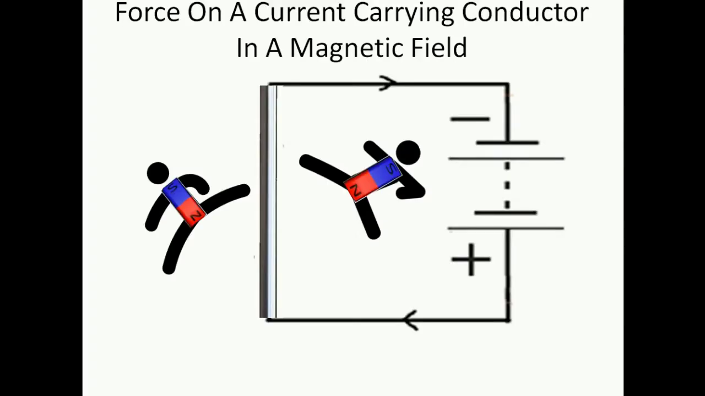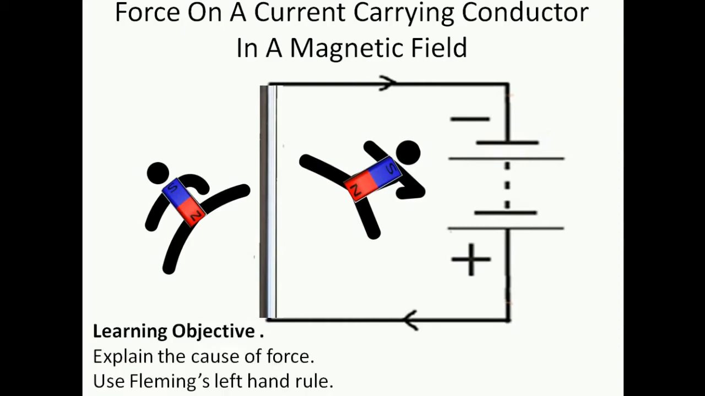Hello everyone. Today in this video we are going to talk about force on a current carrying conductor in a magnetic field. After this video you should be able to explain the cause of the force on the conductor and use Fleming's left hand rule to find the direction of force.